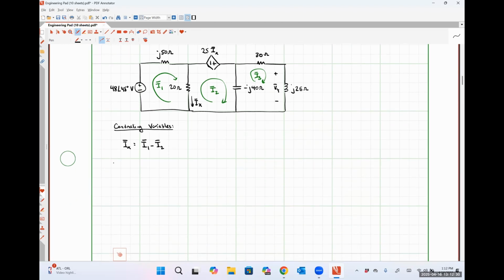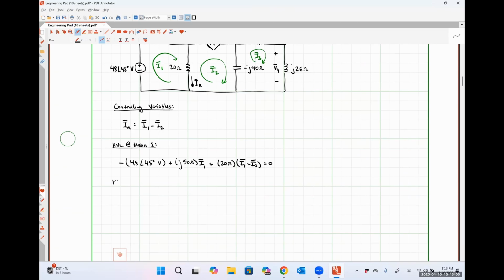So I would do KVL at mesh 1. I would write this as negative 48 angle 45 degrees volts plus j50 ohms times I1 plus 20 ohms times (I1 minus I2) is equal to 0. Then I would have my KVL at mesh 2.